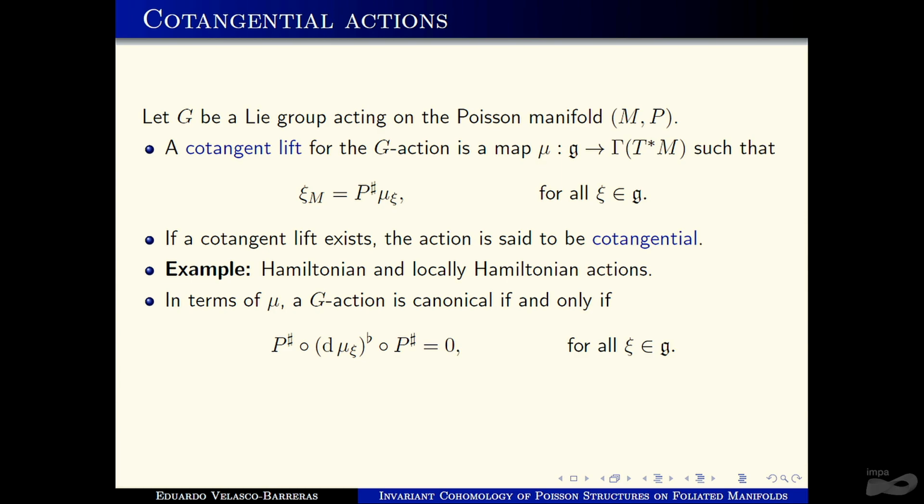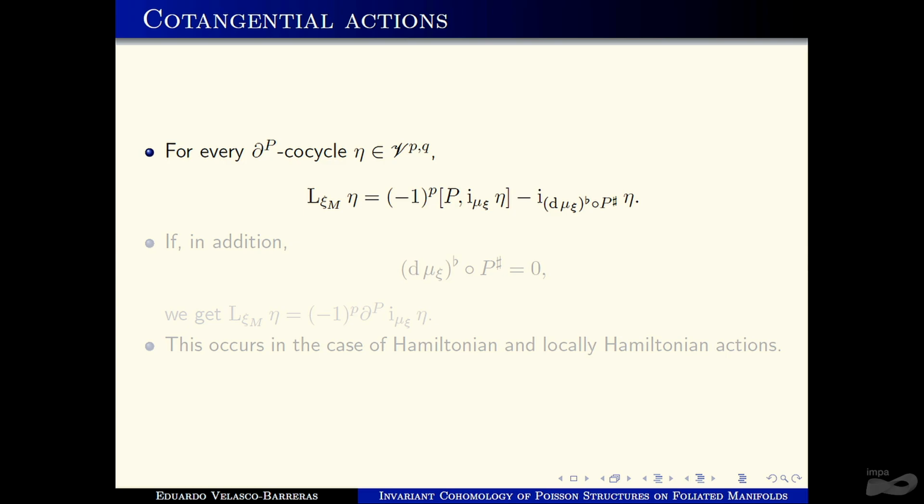So now, if we take into account a cocycle of the Lichnerowicz-Poisson complex of the Poisson foliation, then the Lie derivative along the infinitesimal generator is computed by the following formula given in terms of the cotangent lift. So if in addition we have this property, then this term vanishes, and then this Lie derivative is simply the coboundary operator applied to this term.